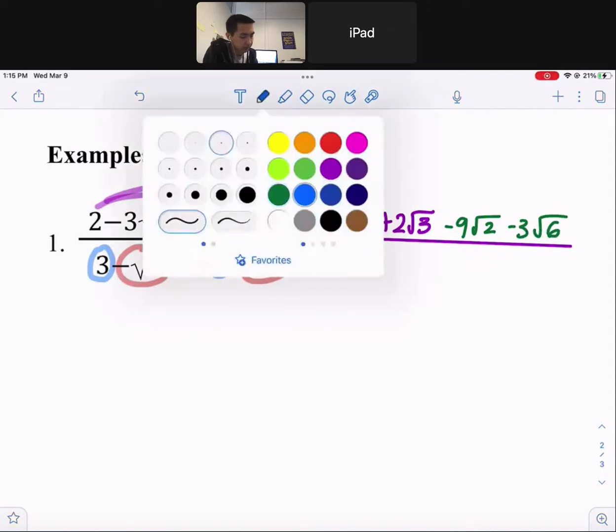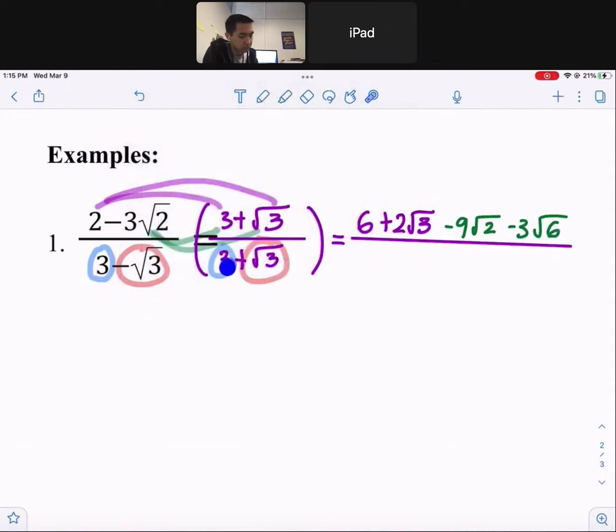And then the bottom. Blues. So 3 times 3 is 9. And then reds. Negative rad 3, you guys, times rad 3. So a negative times a positive is a negative. Now rad 3 times itself, you guys, that's just 3.